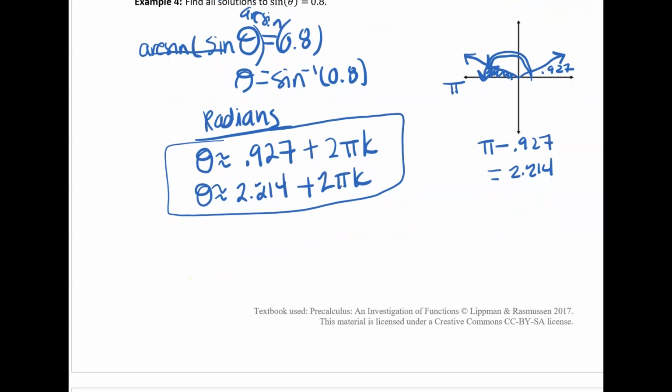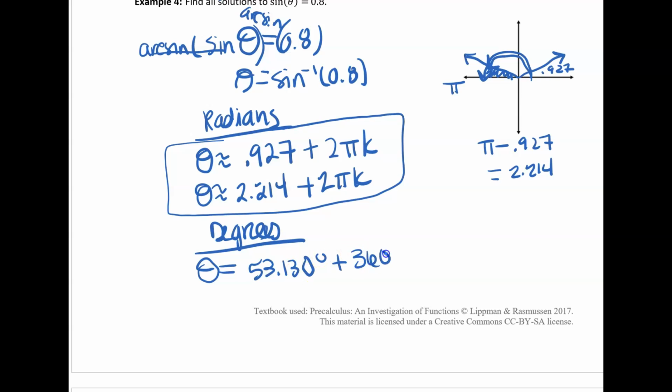Now if I do the same thing in degrees and I do arc sine of 0.8 and we move to degrees, again you need to make sure your calculator's in the right function. This would be theta equal to 53.130 degrees. Now we're going to circle around 360 degrees, so 360 degrees k.